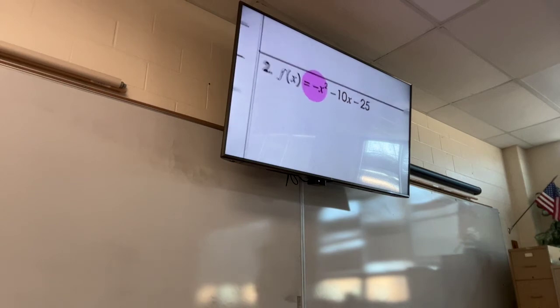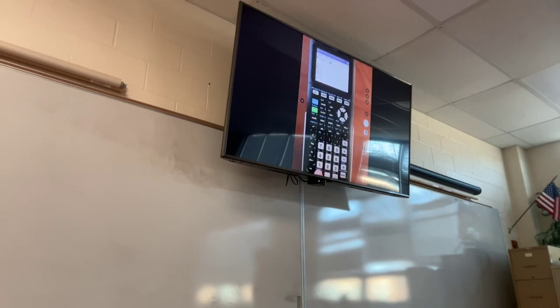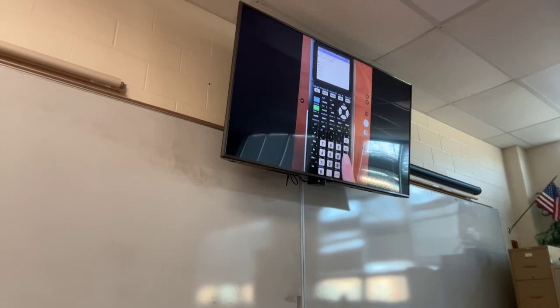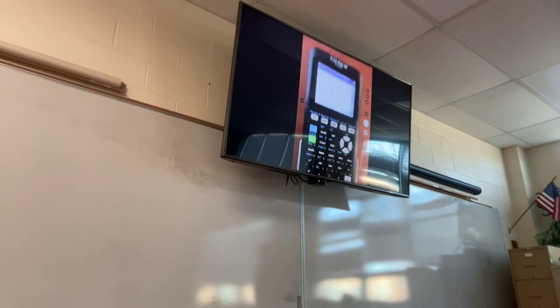Okay, so let's do this one. Negative x squared minus 10x minus 25. Make sure you hit negative, not minus, for negative x squared. Then a minus 10x, and then a minus 25. Okay, graph. You should get something that looks like this.